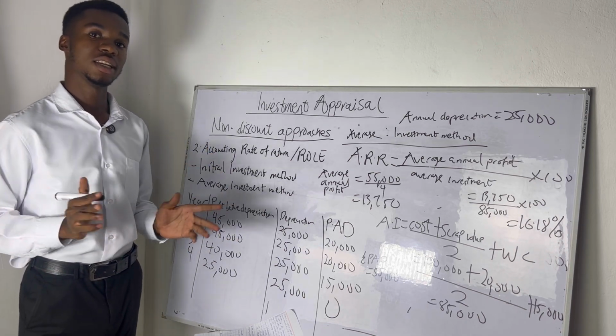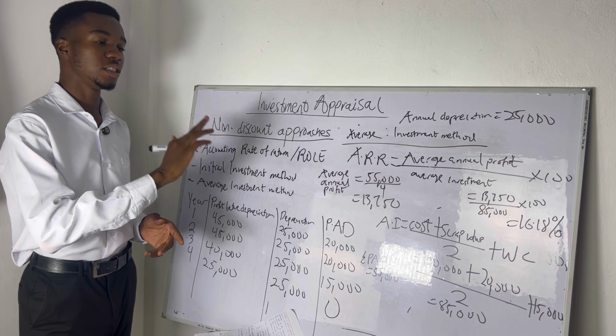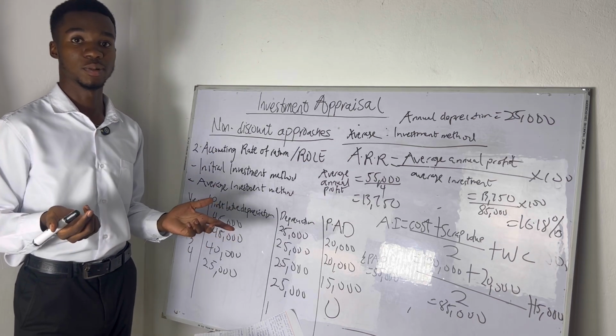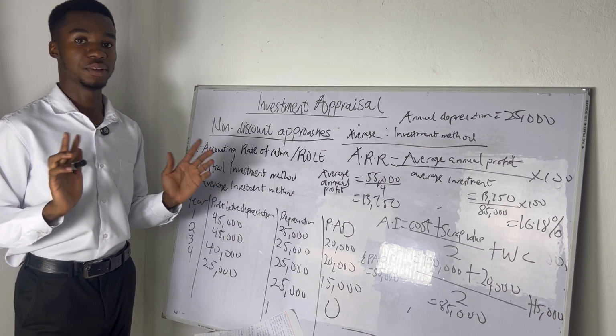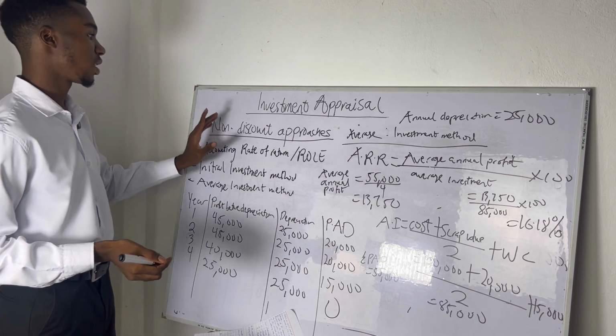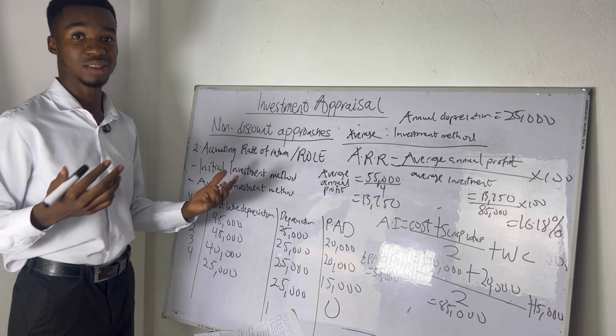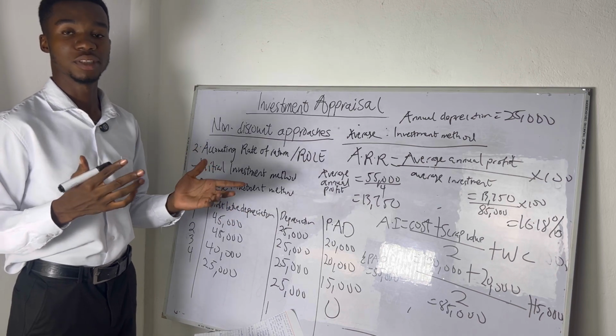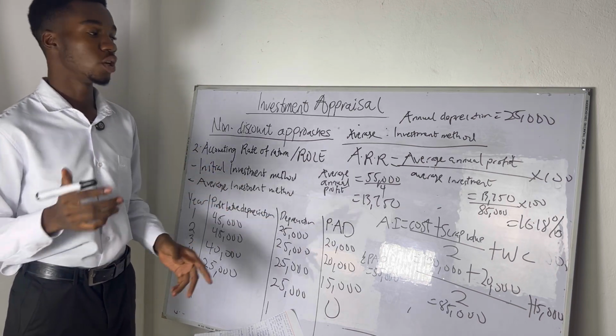So if you see any question on return on capital employed or the average investment method or the initial investment method, this is how we're going to go about it. Very simple. So that's it for the accounting rate of return and the non-discount approach as well. Now we're going to look at the discount approach, which are the approaches that consider the time value of money. So let's look at them.